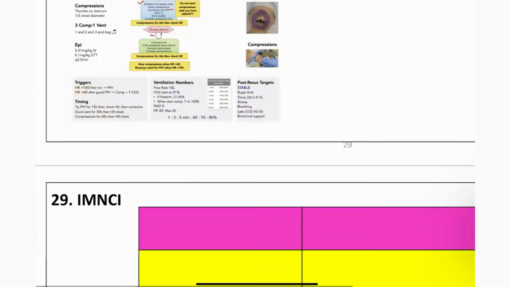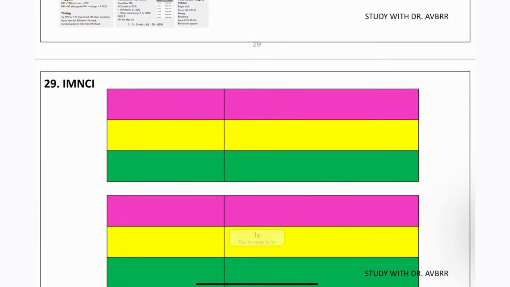Remember, guys. Next, the IMNC guidelines, which are very important. We are going to see two different diseases here. One is diarrhea and the other one is pneumonia. First let's see the differences in pneumonia. Recently, the guidelines for pneumonia have been considered very important, guys.